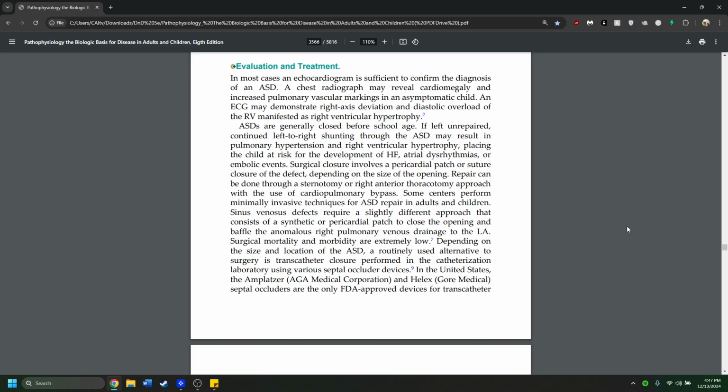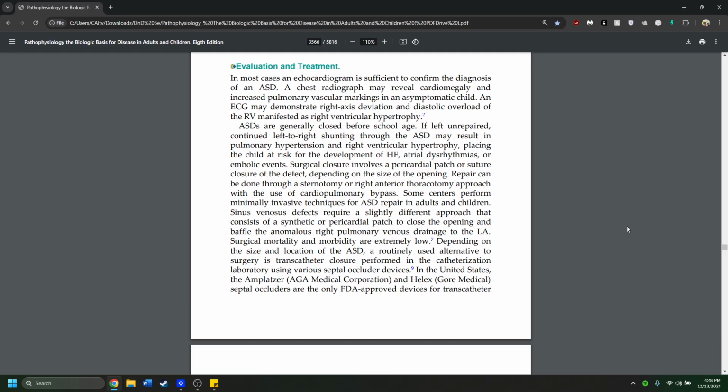Surgical closure involves a pericardial patch or suture closure of the defect, depending on the size of the opening. Repair can be done through a sternotomy or right anterior thoracotomy approach with the use of a cardiopulmonary bypass. Some centers perform minimally invasive techniques for ASD repair in adults and children.